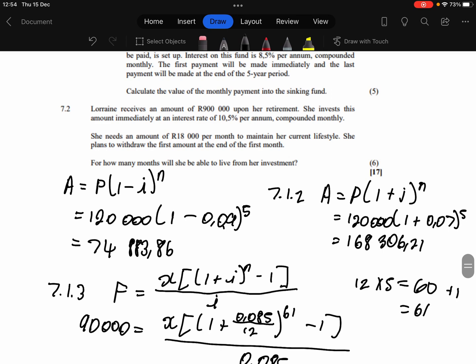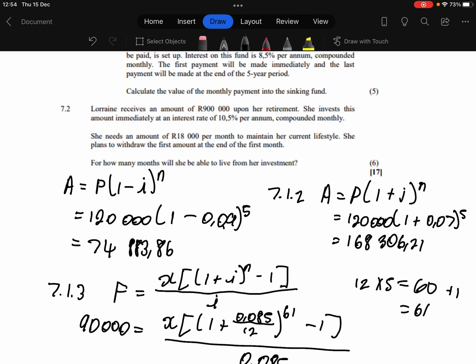Moving on to 7.2. The question states that Lorraine receives an amount of 900,000 upon her retirement. She invests this amount immediately at an interest rate of 10.5% per annum compounded monthly. She needs an amount of 18,000 per month to maintain her current lifestyle. She plans to withdraw the first amount at the end of the first month. How many months will she be able to live from her investment?